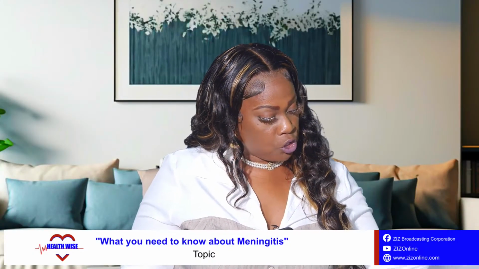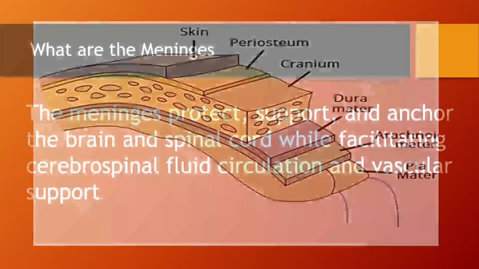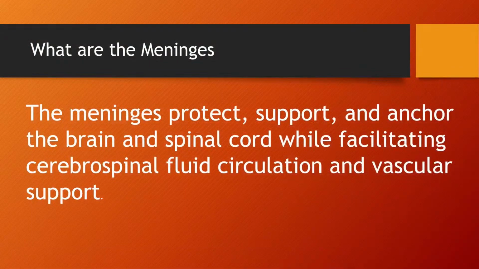So I will wrap up my discussion round about here. I will go through the slides again. We can sum up and basically summarize what we've been discussing earlier. So what is meningitis? The meninges protect, support, and anchor the brain and the spinal cord while facilitating the cerebral spinal fluid circulation and the vascular support of the body.